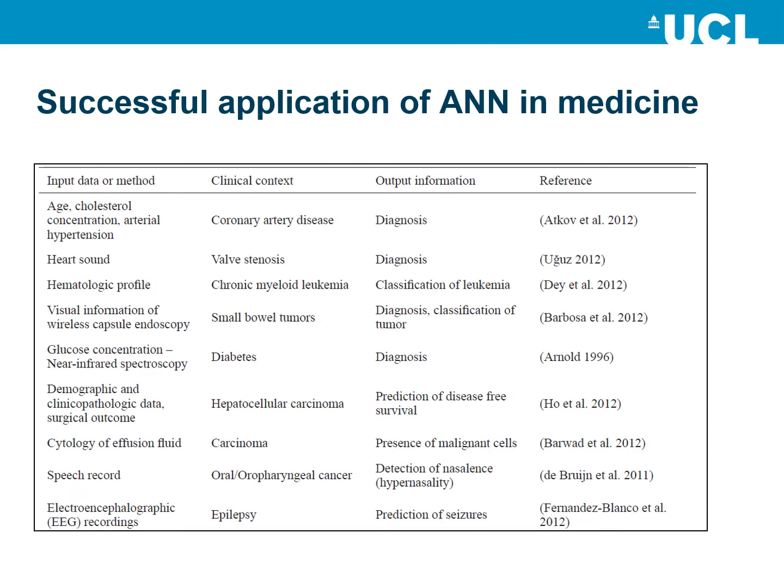Despite that, there are many successful applications of artificial neural networks. This list here is not exhaustive, but these are just some examples of how an artificial neural network could possibly be used for diagnosis or for detection of disease-free survival or prediction of seizures and so on.